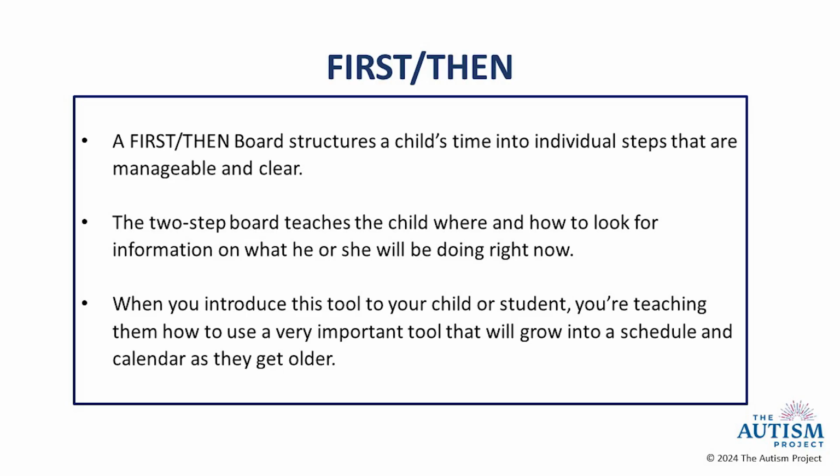Teaching how to use a schedule is a daily life skill. We all need schedules. Teaching their children as young as possible is going to make it easier as they get older. First Then board structures a child's time into individual steps that are manageable and clear and concise. A two-step board teaches the child where and how to look for the information that they need on what they're going to be doing right now and then what's coming next. When you introduce this tool to your child or your student, you're teaching them a very important skill.